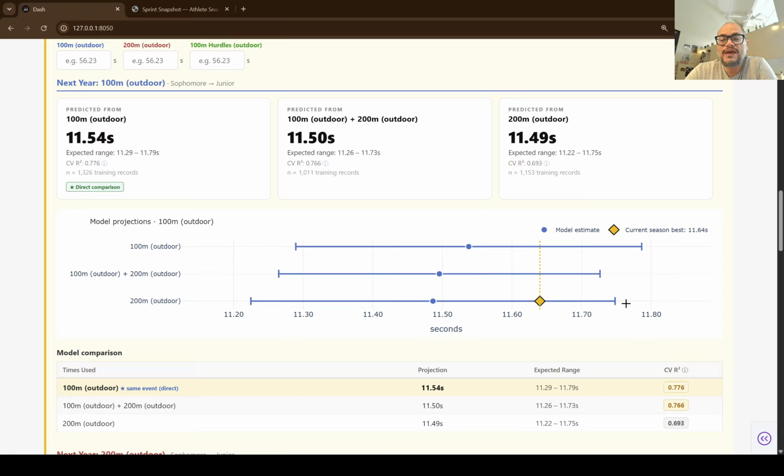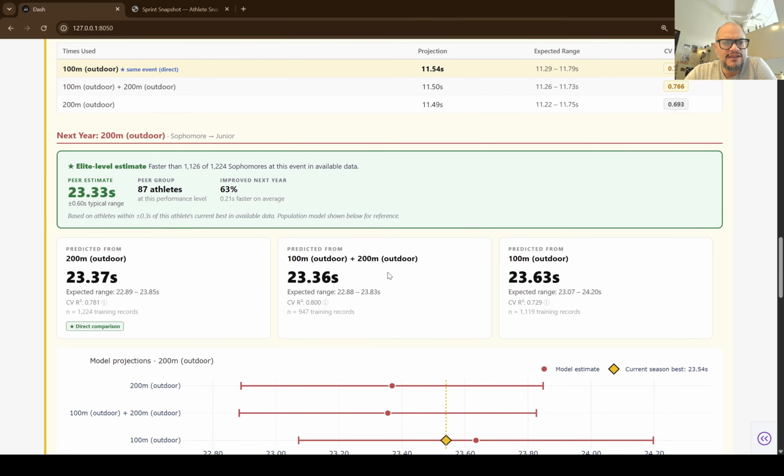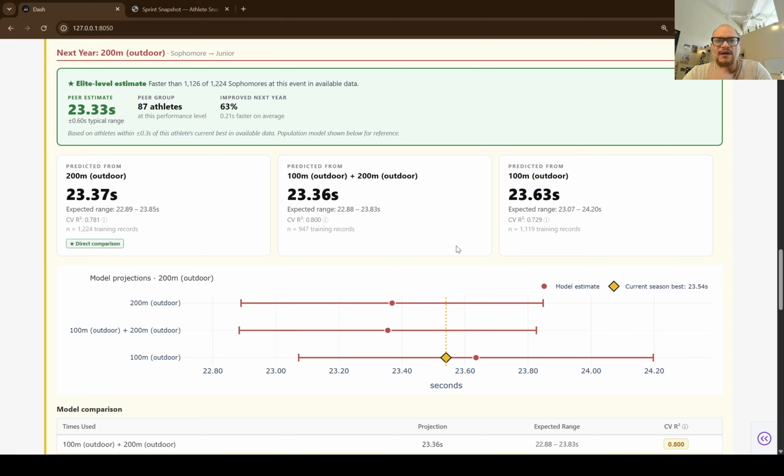Sometimes it could show that performance is going to be slower, in which case this is just something to look at, to think of as a coach, or maybe bring to your coach: what could we fix that would help us beat these models, so to speak, right? So here's just an example of that. And then we have a 200.